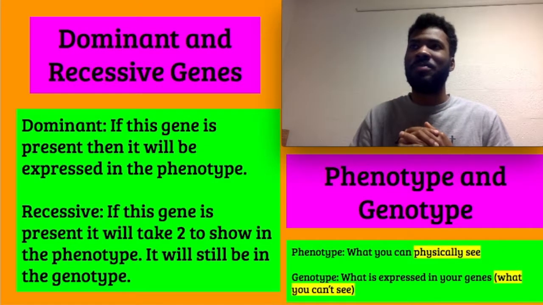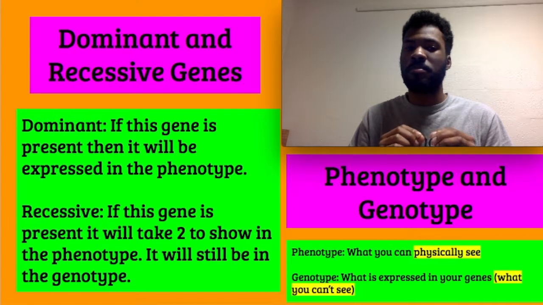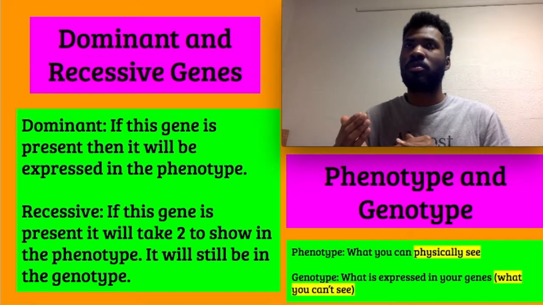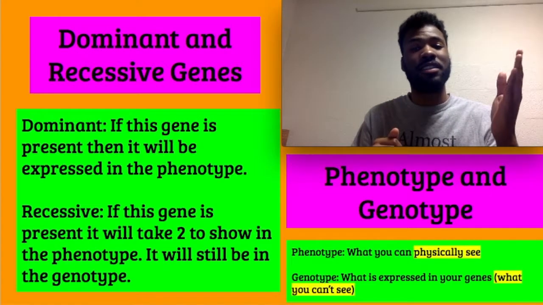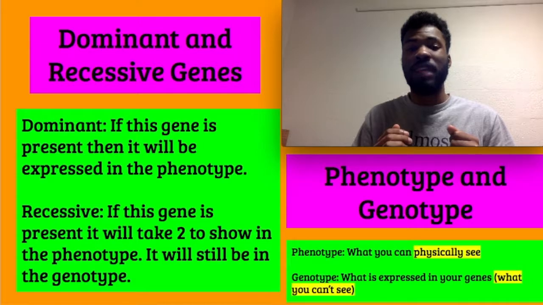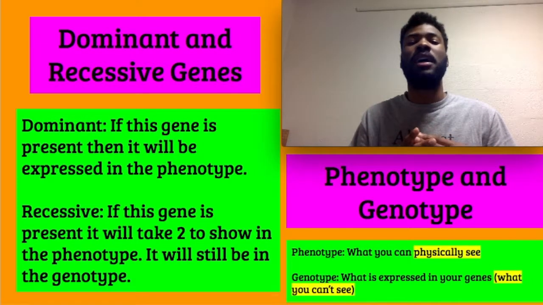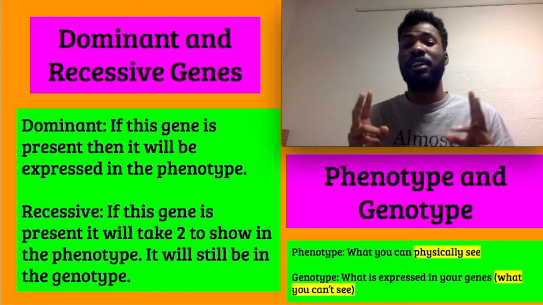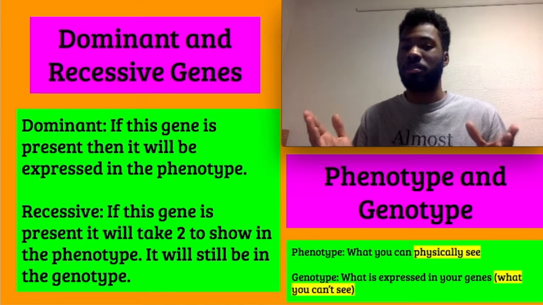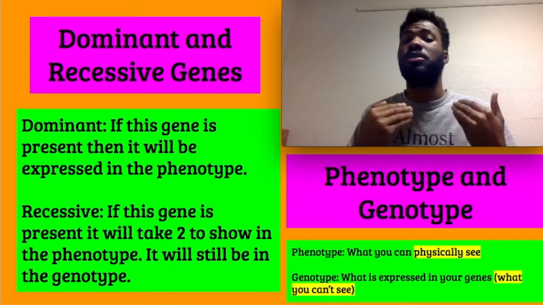It's kind of hard to explain, but let's say you could have gotten a tall gene from your mom and a short gene from your dad, and you only see the tall gene. But deep down inside you have a short gene that you got from your dad. It's just not expressed. It's in your genes and you can't physically see it. So therefore it's a genotype.